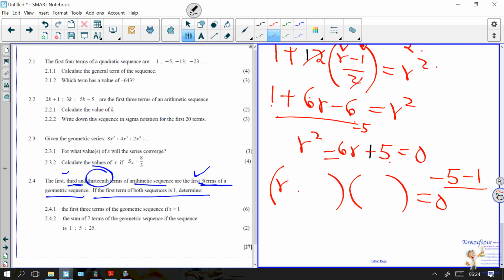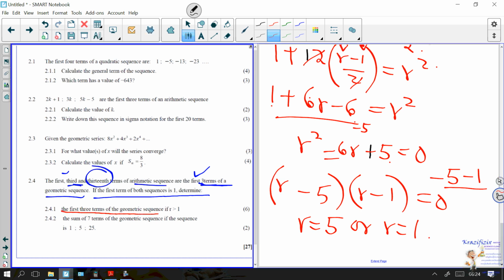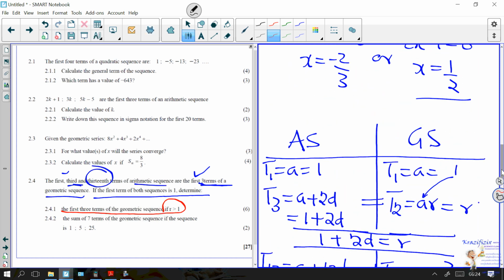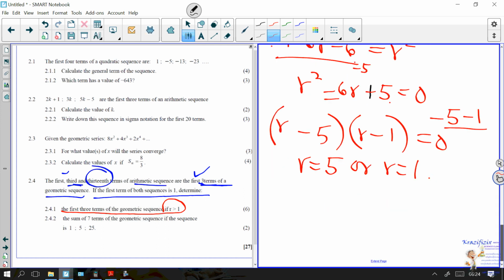So what do I have? R minus 5 and R minus 1. So R equals 5 or R equals 1. But the question says, find the first three terms if R is greater than 1. So the only valid answer would be R greater than 1, which is R equals 5. All right, so that's valid.